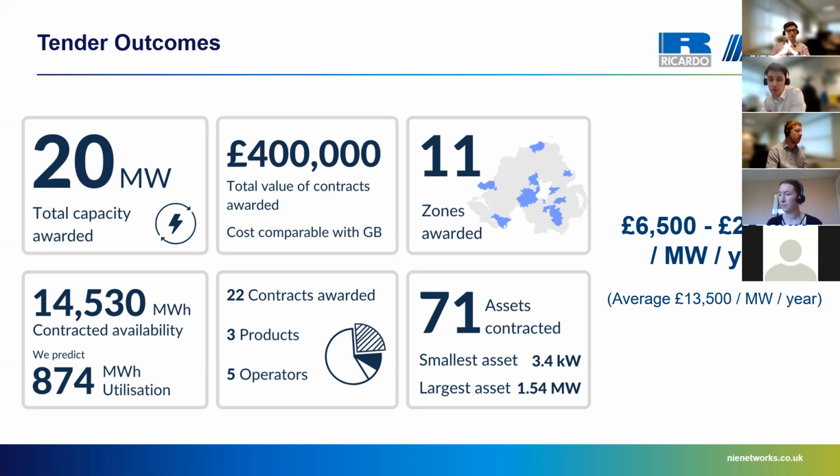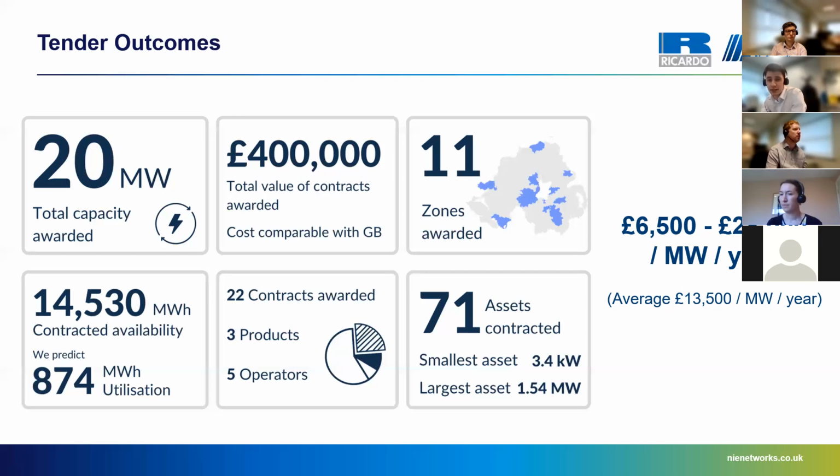And this makes up, well, first of all, we're successful in procuring all 3 products, which is fantastic for the trial because it means that we can really have the widest possible scope of learning. This is made up of 22 individual contracts, which were awarded to 5 different operators of distributed asset classes.